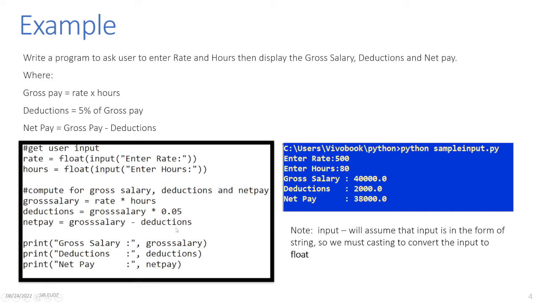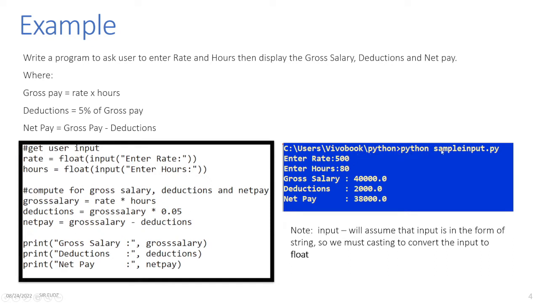Then now it's time for us to print the output. So print gross salary, comma, and then gross salary. Print deductions, and then we have the deductions. Print net pay, comma, and then the variable net pay. So the output will be something like this.